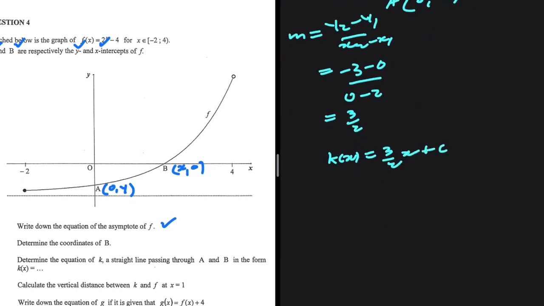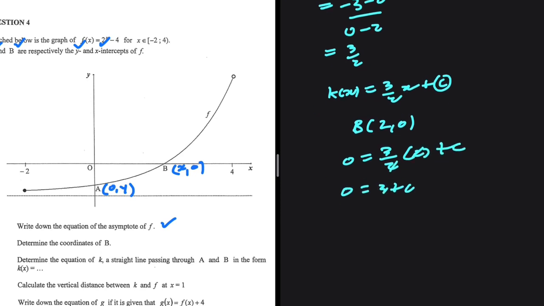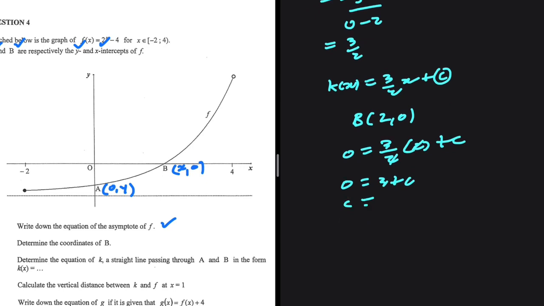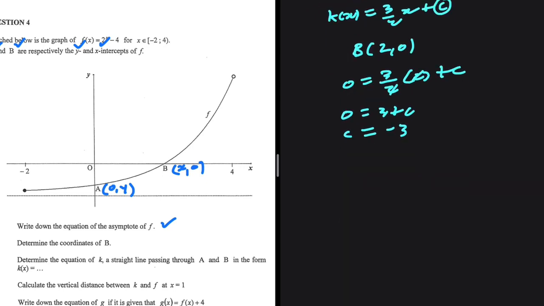Let's substitute either A or B to find the value of c. If we substitute B, B is 2 and 0. We're going to have 0 equals 3 divided by 2 multiplied by 2 plus c. 2 and 2 cancel out. We have 0 equals 3 plus c. It is obvious c is equal to minus 3. So we can conclude that k of x equals 3 divided by 2 x minus 3.